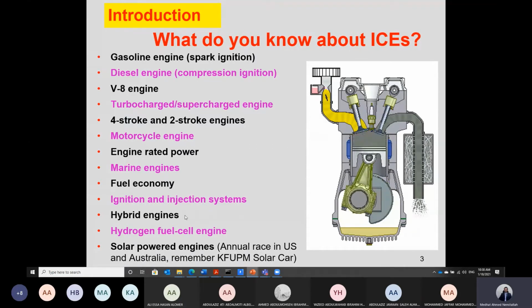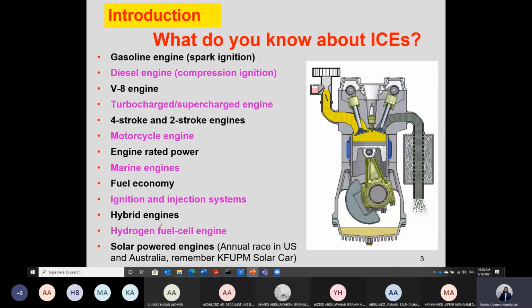Also, we'll be talking about the injection system. In the fuel injection system here, fuel is injected upstream of the intake valve, but there are components of the injection system, including the fuel pump and the fuel line, and how we meter the amount of fuel depending on the required RPM of the crankshaft.